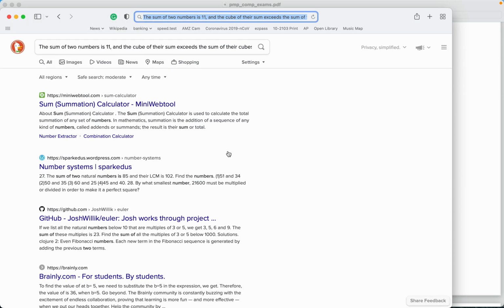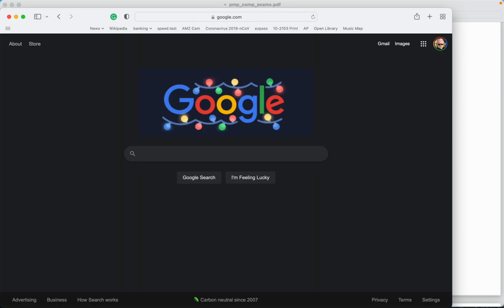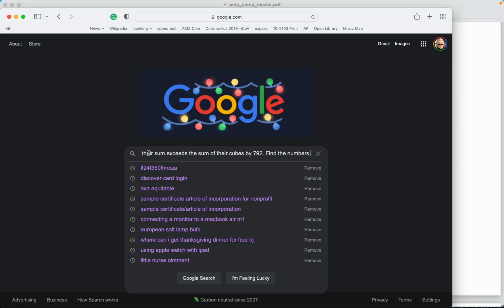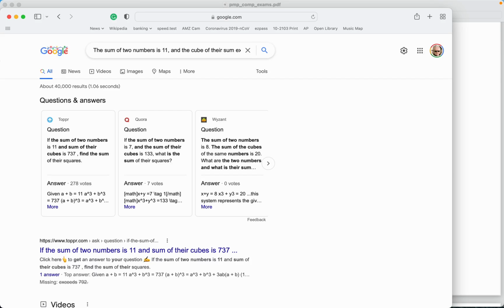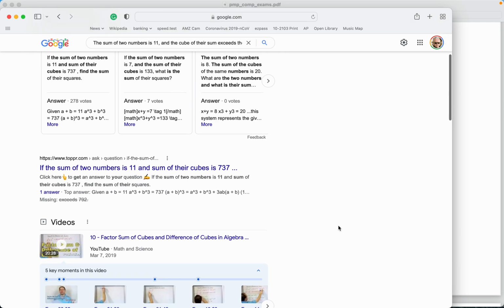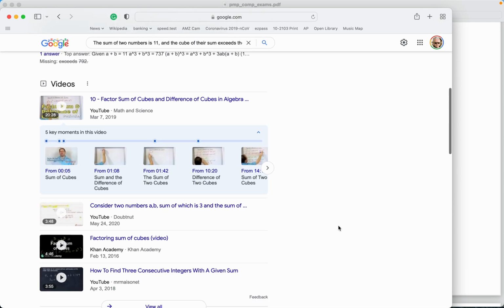Let me go to Google and see if I can do it on Google, because I was using DuckDuckGo. Let me take this over here. Oh, you get similar questions. I could probably learn from that. I get similar questions, yeah. Not the same question, but it's interesting. You're getting similar questions, and it's interesting to see that.